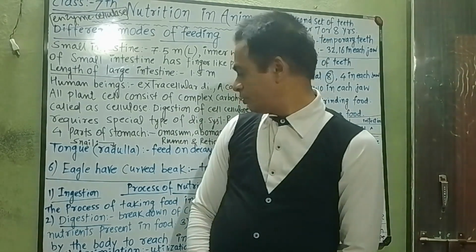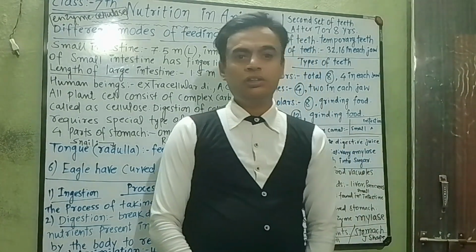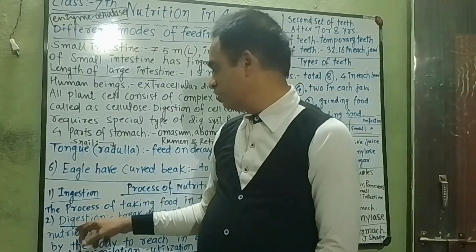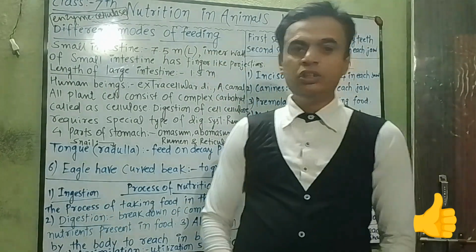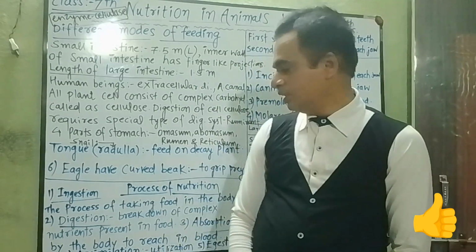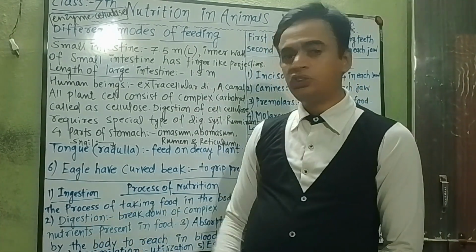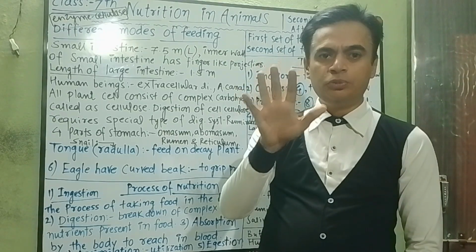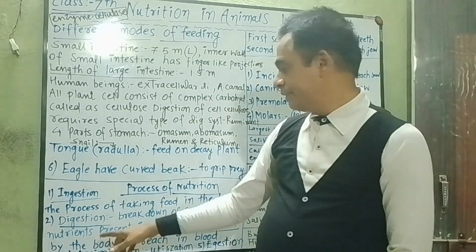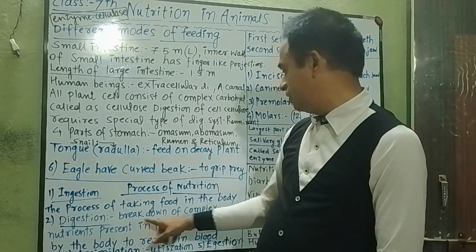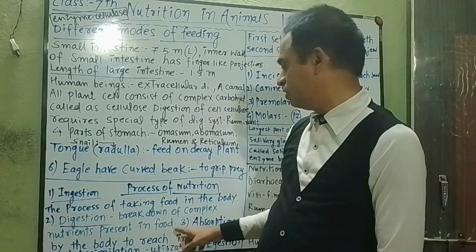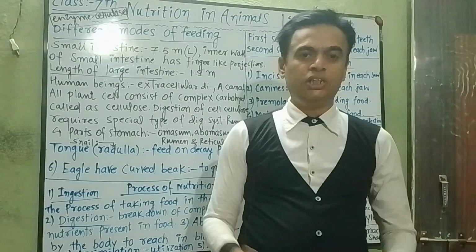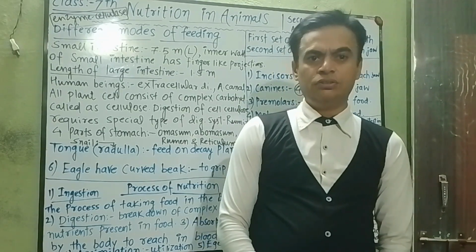Now, the process of nutrition in human beings. In human beings, there is ingestion. The process of taking food into the body is called ingestion. Then there is digestion. Total 5 steps are there in the process of digestion of food. Second step is digestion. In digestion, there is a breakdown of the complex nutrients present in food. Digestion मध्ये काय होतं मग? जे कॉम्प्लेक्स न्यूट्रिएंट आहेत ते कॉम्प्लेक्स न्यूट्रिएंट ब्रेकडाऊन होते.